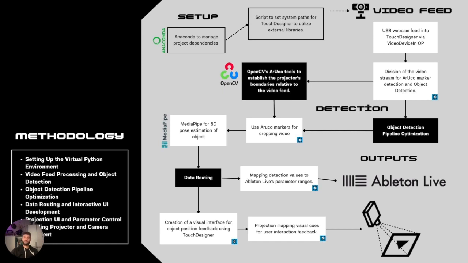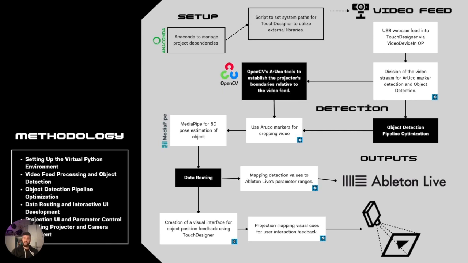OpenCV's ArUco tools are used to establish the projector's boundaries relative to the video feed. Using the ArUco markers, the video is then cropped to fill the camera, then rescaled to optimize for the object detection pipeline. That feed is then fed to MediaPipe to get the X and Y position of the objects and the X, Y, and Z rotation in real time.